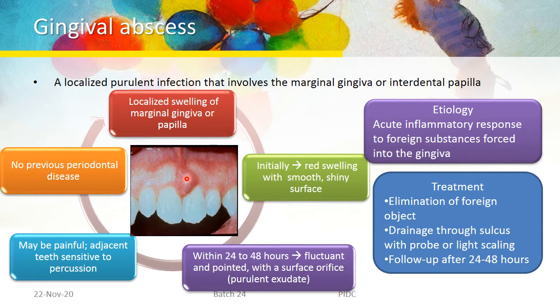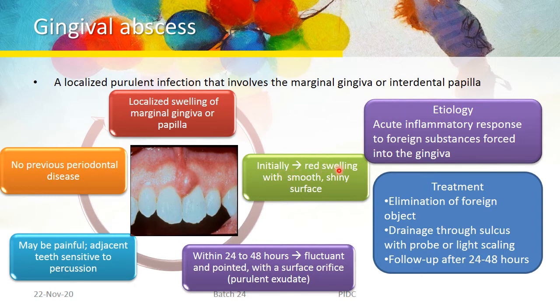It is a localized purulent infection that involves the marginal gingiva or the interdental papilla. The main etiology is an acute inflammatory response to a foreign substance which is forced into the gingiva. This foreign substance could be an apple skin or a toothbrush bristle. If it gets stuck in the gingiva, it forms a localized swelling on the marginal gingiva or papilla, which is filled with pus.